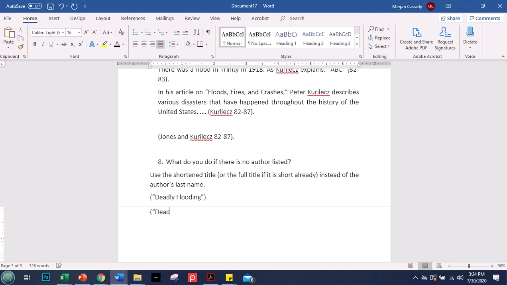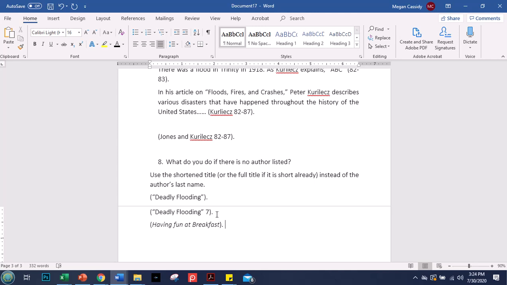Or let's say that there were pages. Deadly Flooding. Let's say it's on page 7. Okay, so it looks like that. If it's a longer work, say maybe it's a play by someone who's anonymous, and that play is called Having Fun at Breakfast, we would do it like that. But if that play had an author, you would not.